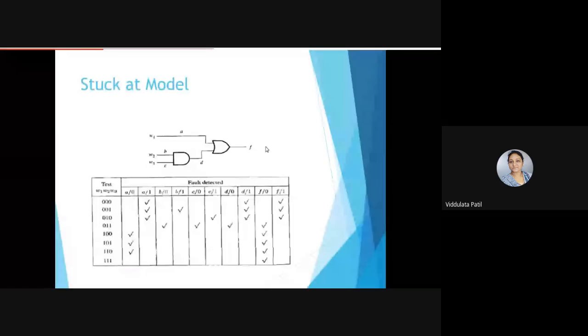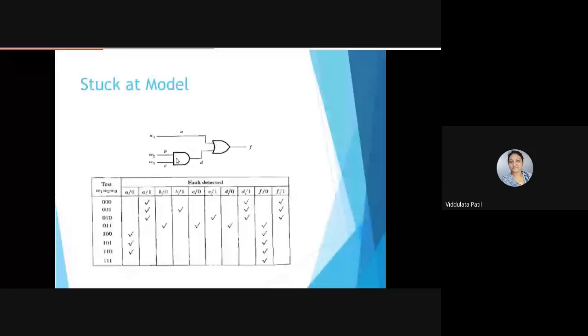W1 is 0, W2 is 0, and W1 is 1. That means the output of this AND gate will be 0. Yes. And as W1 is 0, the output will be equal to 0. Okay. Now suppose A is stuck at 0. It will not affect the output. It will show the same result only.